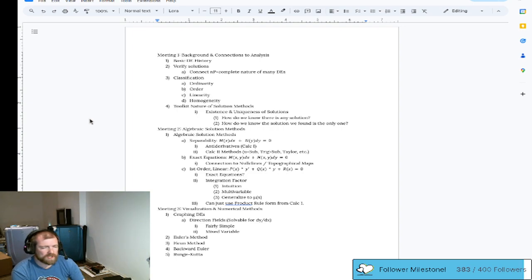So there's two kinds of types. One is going to be those which can be solved easily enough via antiderivatives. So this is your Calc 1 stuff. And then Calc 2 stuff is going to be your u-sub, trig sub, integration by parts, Taylor series solutions, etc. So we go into all that stuff.